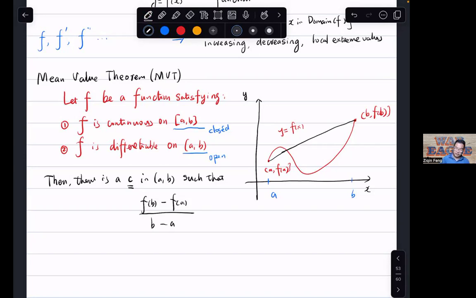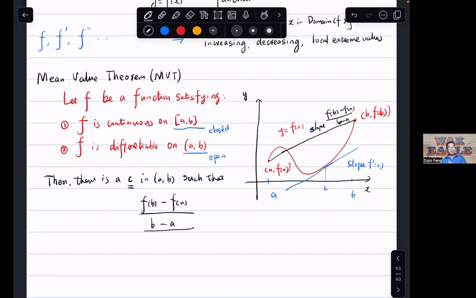This is basically the slope of the black line, right? So our conclusion of the mean value theorem is you can always get a tangent line, a point, which is parallel to the secant line from a, f of a to b, f of b. Right? They are parallel, which means the slope is f prime of c if this is the point, right? And the slope of the black secant line is f of b minus f of a over b minus a.